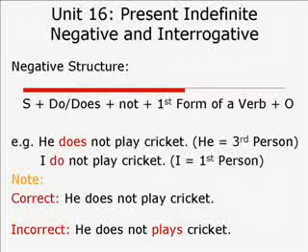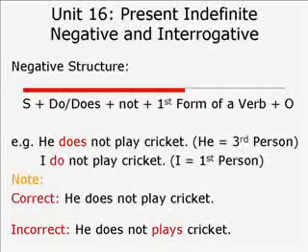You can see that the structure starts with subject plus do or does. Does only in case of third person singular. If you don't know about persons, you can visit Unit 12. Then not, which makes a sentence negative, and then first form of the verb and object. Remember that does is used only in case of third person singular. For example, he does not play cricket.